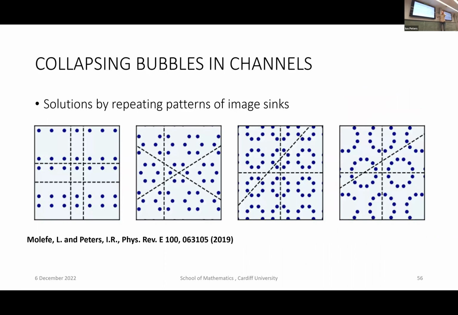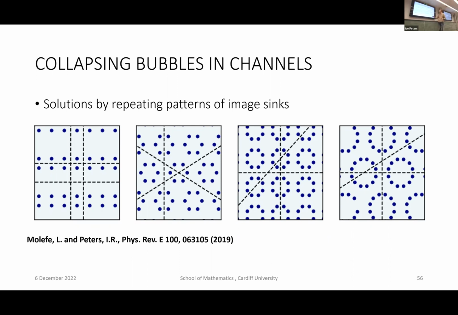Then this is the other part where we're basically using image sinks. So I'm not going to go into any detail here other than show you this picture and explain how this is formed. It's basically the same method. So you have some geometry and you try to place your image sinks in such a way that you solve for the no-slip boundary conditions of the walls. And what is shown here is basically patterns of sinks.